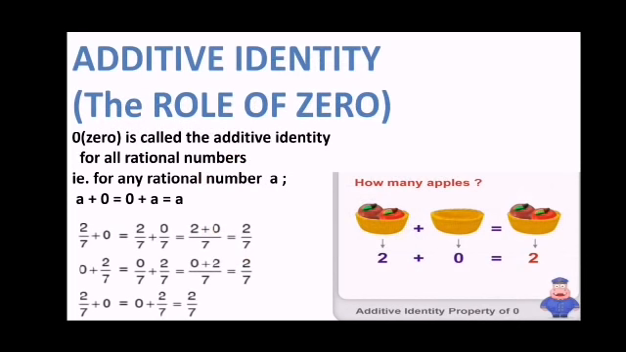The same is explained in this picture. If we take a basket containing 2 apples and add the basket containing 0 apples, then we will obviously have the basket with 2 apples only. Means we are getting the same rational number 2 back. Then 0 will be called the additive identity for rational number 2.